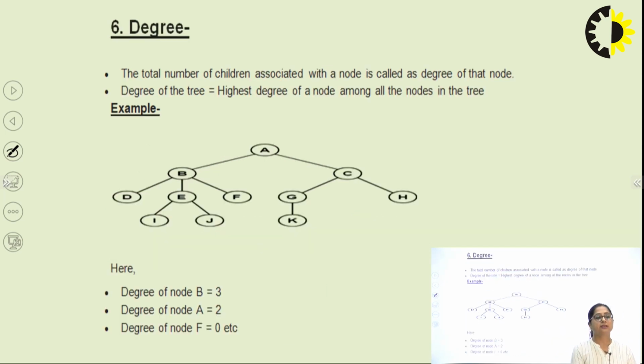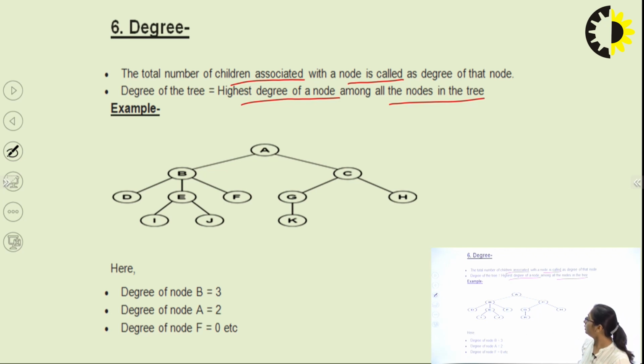So next is the degree. How to find the degree and what is the degree? First of all, the total number of children associated with a node is called the degree. So the degree of a tree is the highest degree of a node among all nodes in a tree. Whatever the highest degree is, that is known as the degree of the tree.